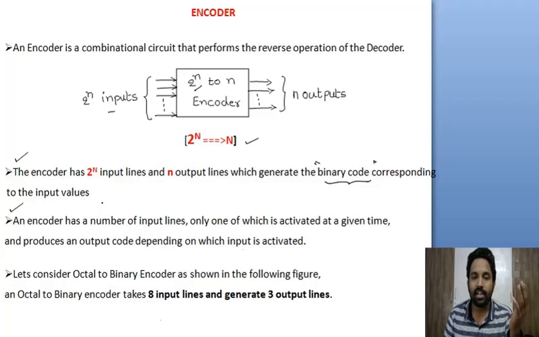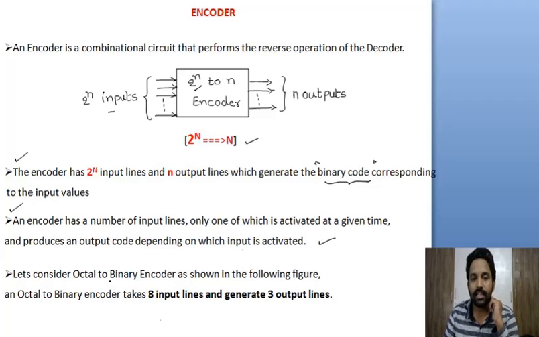So with 2 power n input lines and n output lines, the encoder's job is to generate the binary code corresponding to the input value. And the second important point, out of those inputs, only one input is activated at a given time and produces the output depending on which input is activated. That we will see with the help of an example. You can understand the second point easily.